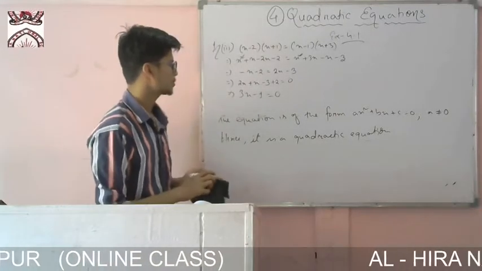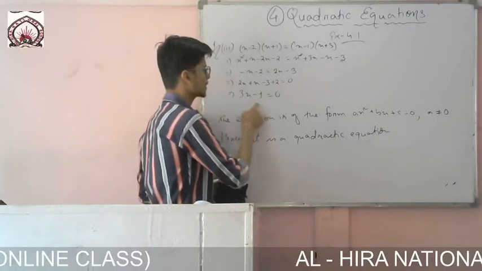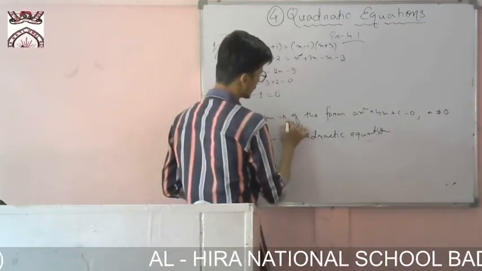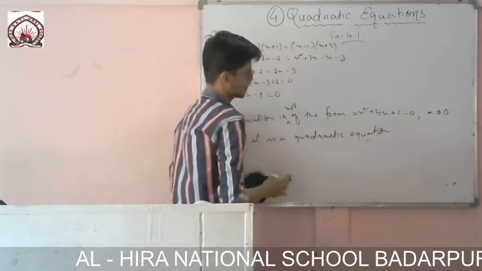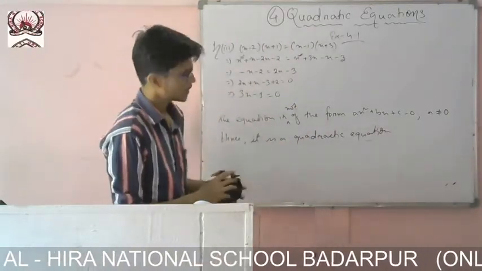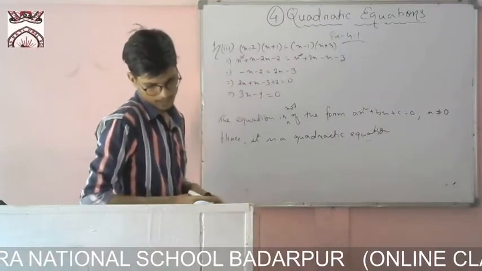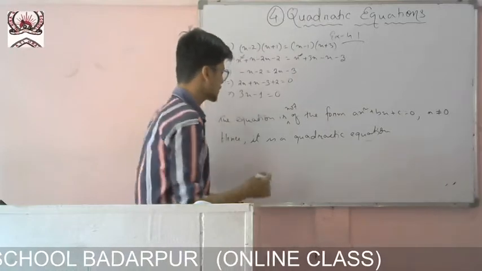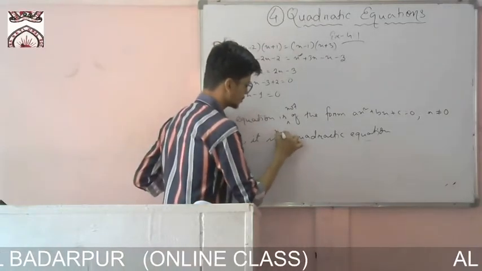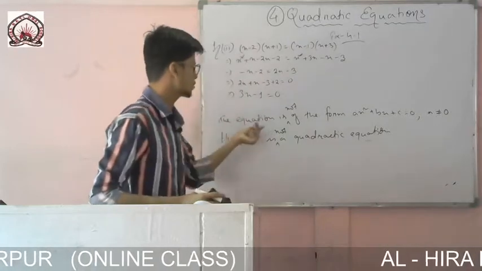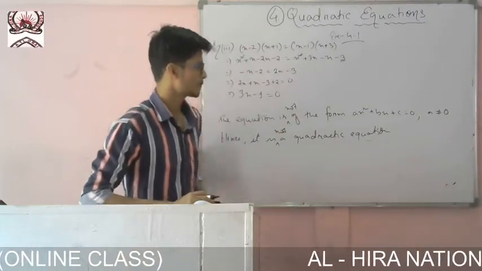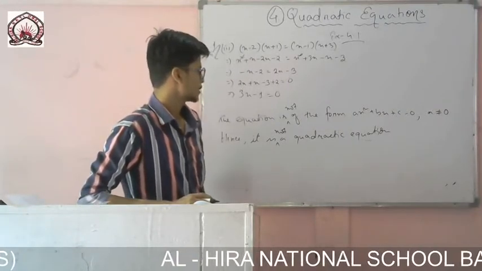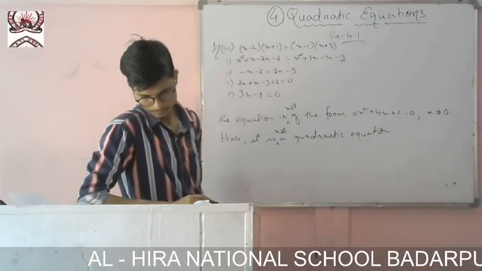Is it a quadratic equation? No. If you check the polynomial part here, the degree is not 2. So the equation is not of the form ax square plus bx plus c equals to 0 where a not equals to 0, and hence it is not a quadratic equation. You just insert one word, not.